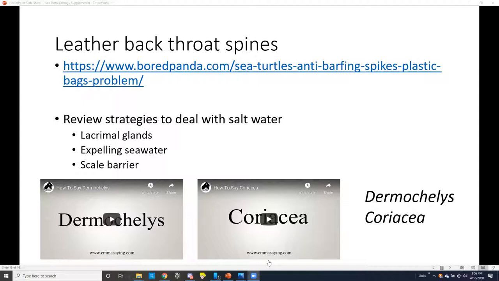One of the other things you're going to learn in your course, if you haven't gone through the online course yet, is what their strategies are to maintain their salt balance so they don't get so salty that they die, right? So they have to have a way to keep the salt water out of their bodies. And we already talked about one of those, right?